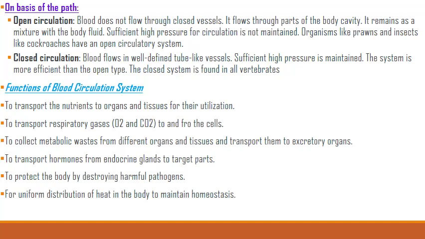Functions of the blood circulation system: to transport nutrients to organs and tissues for their utilization, to transport respiratory gases to and from the cells, to collect metabolic waste from different organs and tissues and transport them to excretory organs, to transport hormones from endocrine glands to target parts, to protect the body by destroying harmful pathogens, and for uniform distribution of heat in the body to maintain homeostasis.